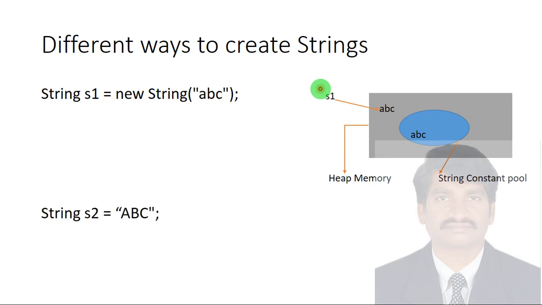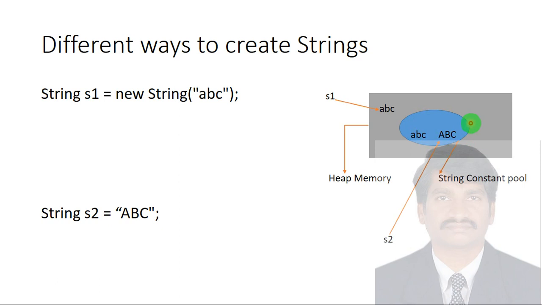And second way is string s2 is equal to "abc". I am not using new keyword but I am using literals. Guys, whenever you are trying to create the object using literals, it will check whether this object is present in string constant pool or not. If not present, it will create the new object. If it is present, it will point to the same object. Since we don't have any object with abc, it is creating the object in string constant pool.